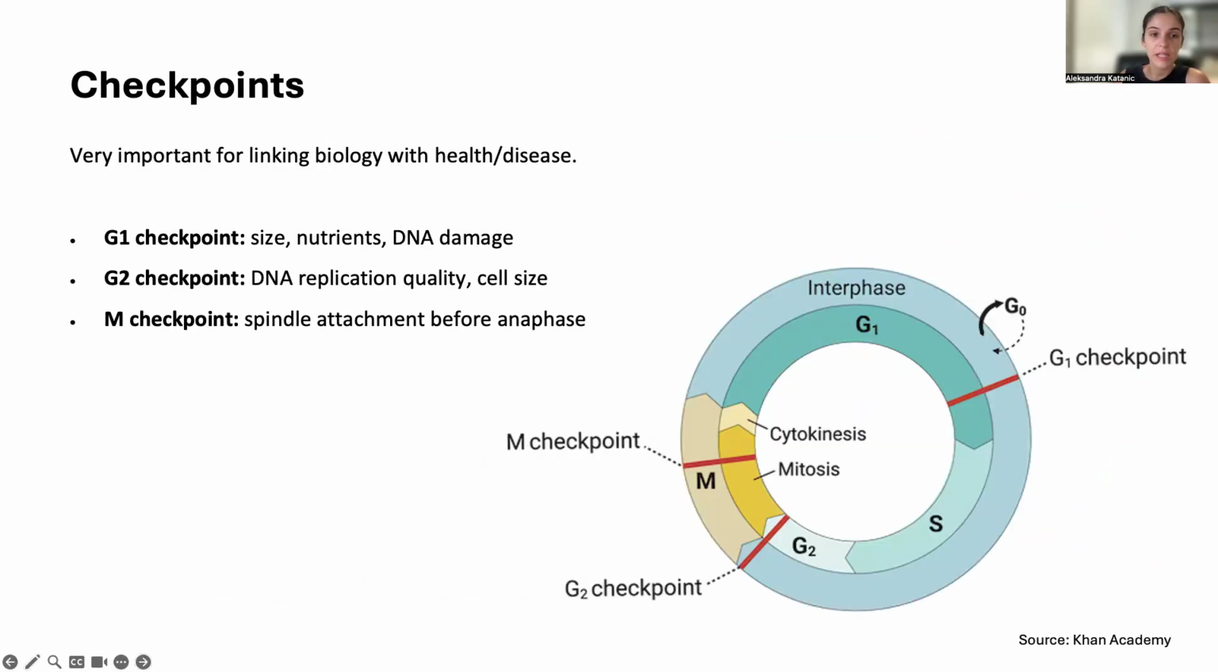Now, the checkpoints, as we alluded to early in the slides, these are very important for linking biology with health and disease. If they did not exist, we would continue from interphase to synthesis, even if interphase didn't go well. And what would happen if interphase didn't go well? Well, the cell wouldn't have grown properly, it wouldn't have good nutrients, and the DNA might be damaged. So then we're going to go into S phase and duplicate damaged DNA.